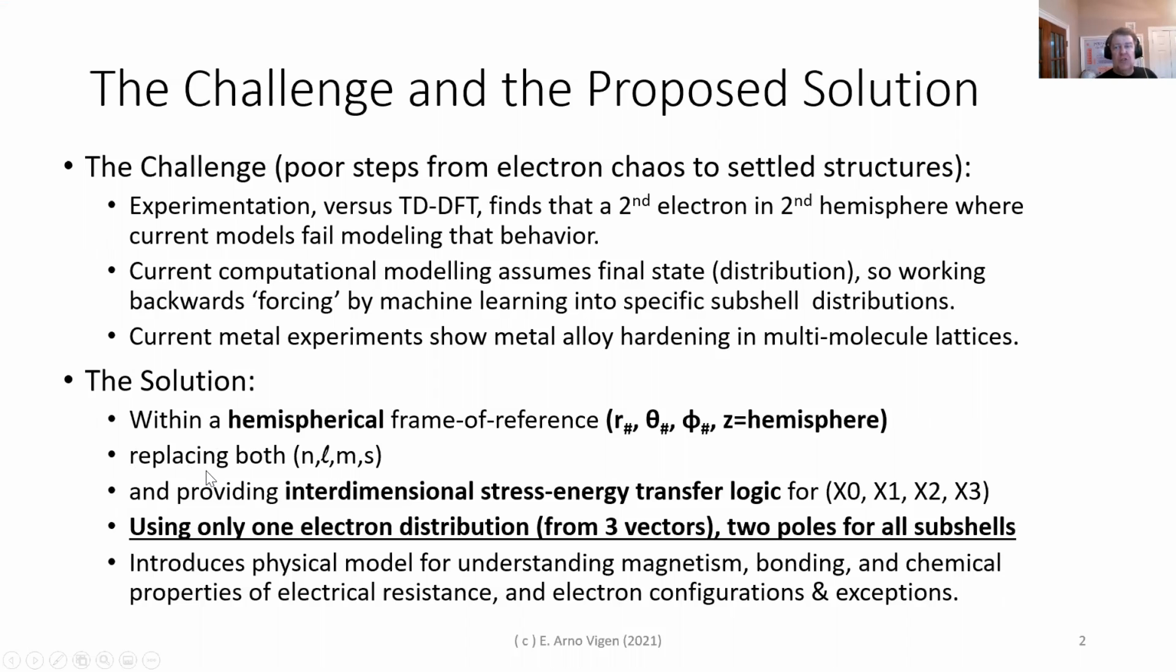My solution uses a hemispherical frame of reference: radial, inclination, longitude, latitude for phi, and z for which hemisphere, replacing quantum numbers and also determining the interdimensional stress and the doubling of these things in these abstract equations that we already use. That means there's only one electron distribution and all the rest flow from that by the natural pattern of settling.